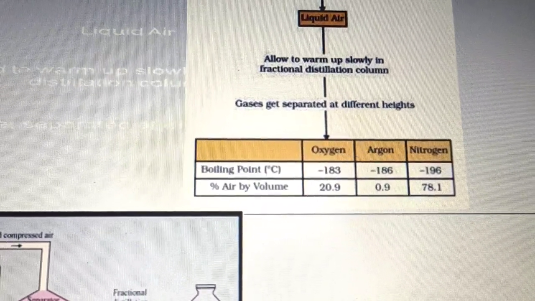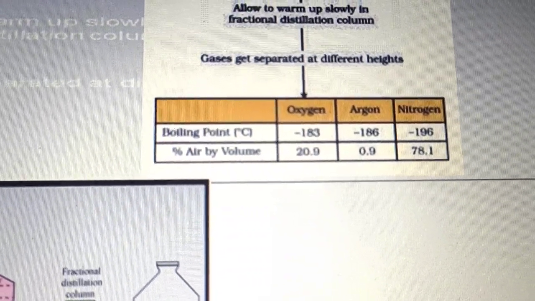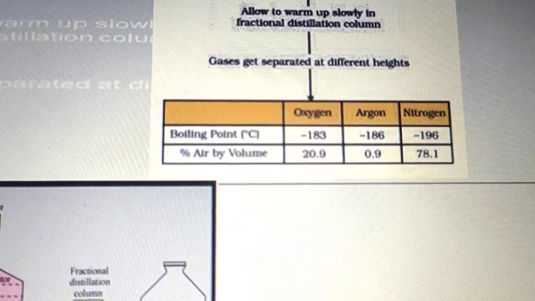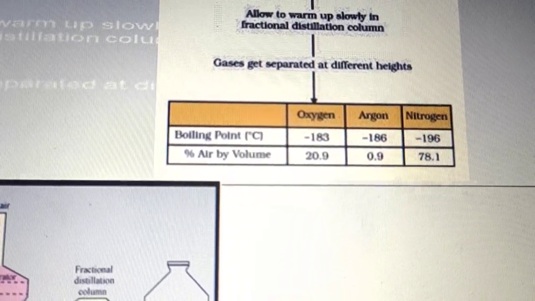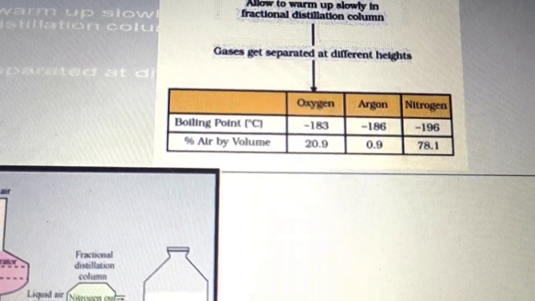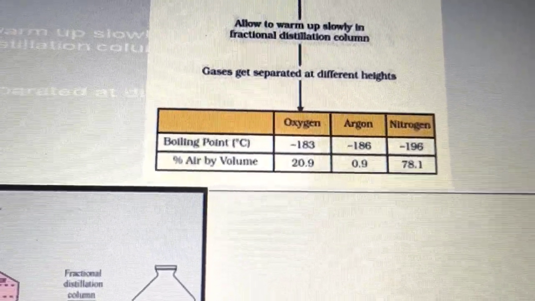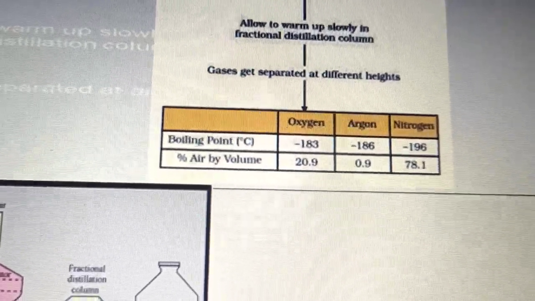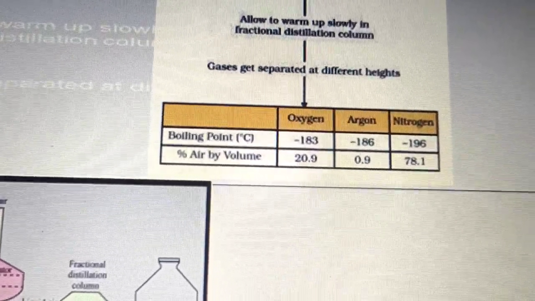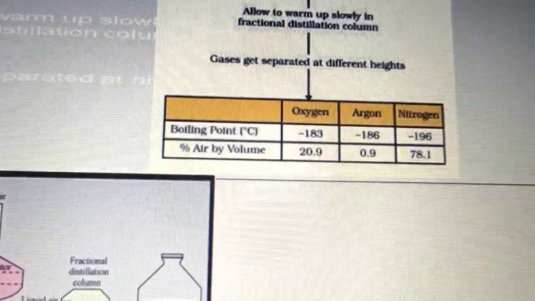गैसेस सेपरेट हो जाएंगे डिफरेंट हाइट पे सेटअप होने के बाद। आपकी जो ऑक्सीजन है उसका जो बॉइलिंग पॉइंट है -183 डिग्री सेल्सियस, आर्गन -186 डिग्री सेल्सियस, नाइट्रोजन -196 डिग्री सेल्सियस, and the percentage volume is 20.9, 0.9, 78.1. That means initially nitrogen separated because of the temperature, and at last oxygen in the form of liquid oxygen separated.